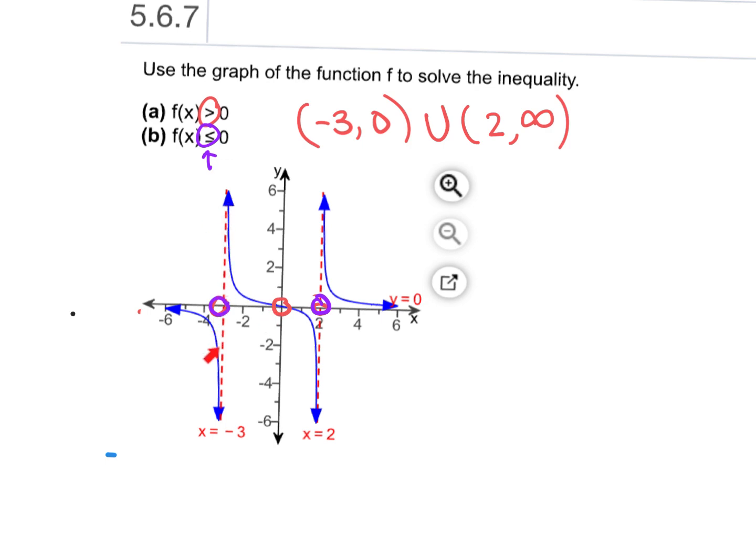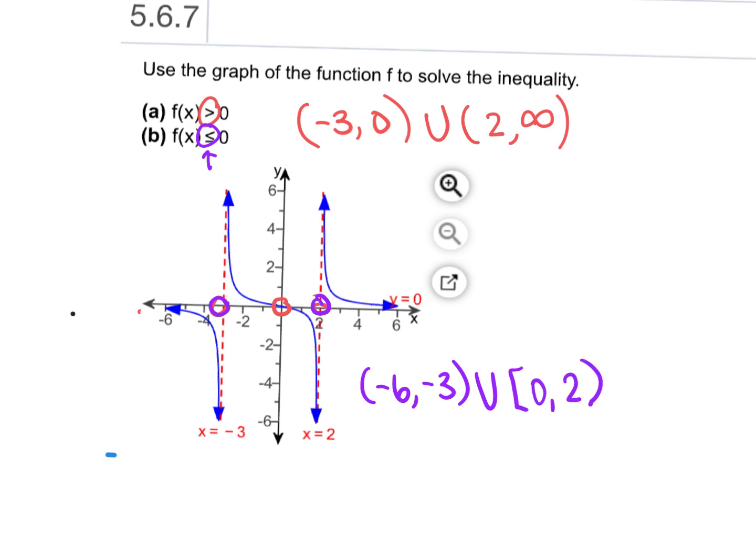These red lines are asymptotes, and we need to remember that an asymptote means that it approaches it, but it never touches. So that's why you can't have it equal to these values, because it'll never touch these values right here. And so I'm looking for where it is below. Well, it's below from -6 to -3. It's also below from 0 to 2. We need a union because we have a gap. We can include the 0, but we can't include the 2.